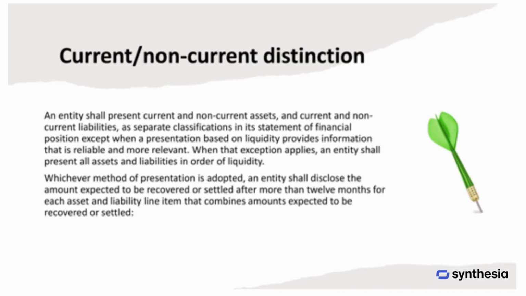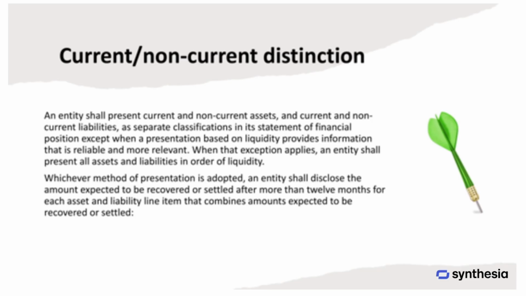An entity is required to present current and non-current assets, as well as current and non-current liabilities, as separate classifications in its statement of financial position. However, an exception is made if a presentation based on liquidity provides more reliable and relevant information. In such cases, the entity should present all assets and liabilities in order of liquidity.